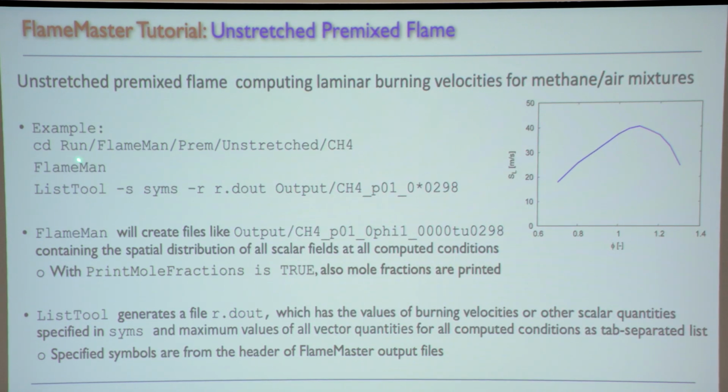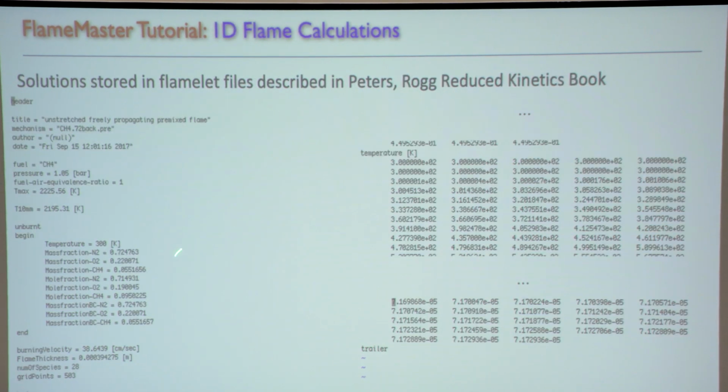Here again, we can just run this. I can specify many different equivalence ratios, and they're all computed at once. I then get these files like this, and this is something I cannot directly use with a plot program.